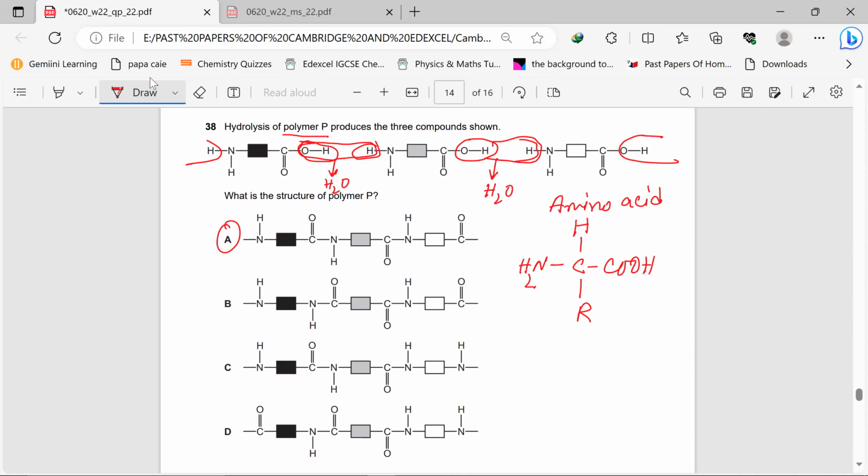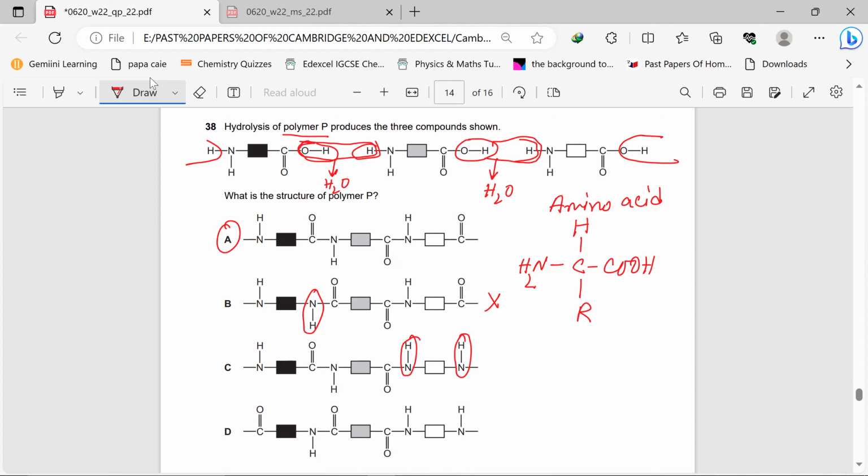Let's see why they are wrong. See, NH, black block, then NH, this is incorrect. This should be C double bond O. So this is incorrect. Then NH, block, C double bond O, NH, then block, C double bond O, NH, then this block, then NH. See, NH on both sides of the block, which is not correct. See, we have NH and C double bond O, right? So we cannot have the same functional group in an amino acid on both sides of the block.